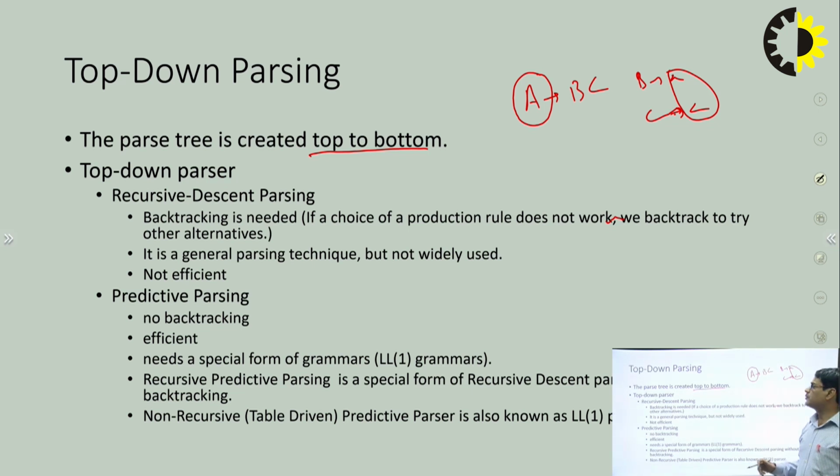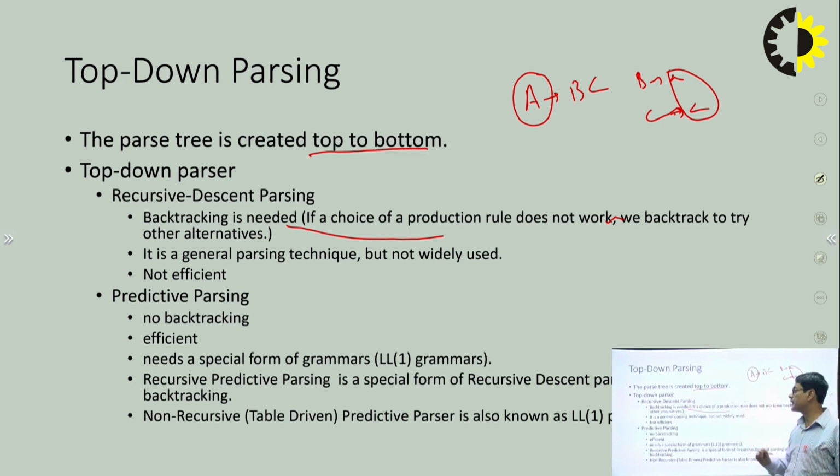The general type of top-down parser is the recursive descent parser, in which backtracking is needed. It is a general parsing technique but not widely used, and not efficient. Why is it not efficient? Because backtracking is applied when you parse a complex grammar using recursive descent parsing. What is the problem with that? If you use backtracking, a lot of program code would have to be written to remove this backtracking, and that is specific to that particular grammar. That is why it is not a very general parsing technique and not very efficient.